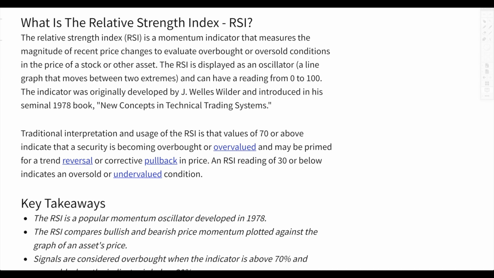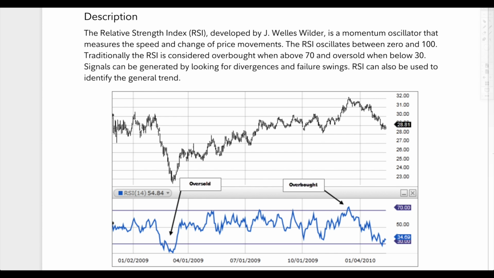The RSI is a momentum indicator that measures the magnitude of recent price changes to evaluate overbought or oversold conditions in the price of a stock or other asset. The RSI is displayed as an oscillator, which is a line graph that moves between two extremes, anywhere between 0 and 100. So this is the basic definition, and I'll show you a little bit more about that. Signals can be generated by looking for divergences and failure swings. RSI can also be used to identify the general trend.